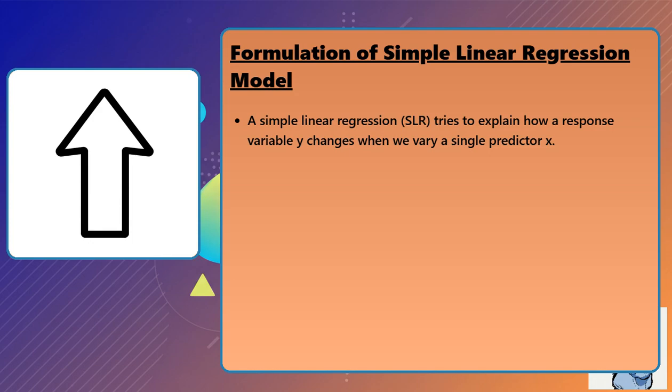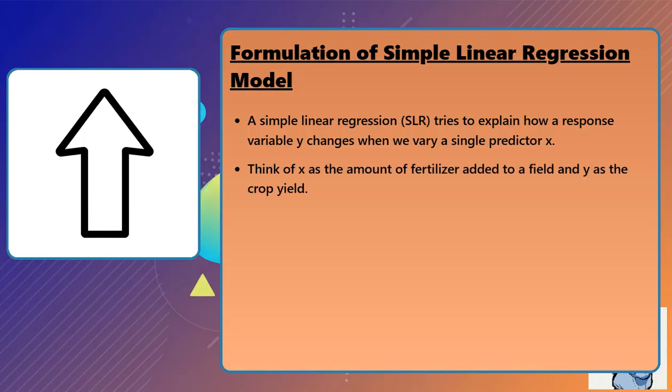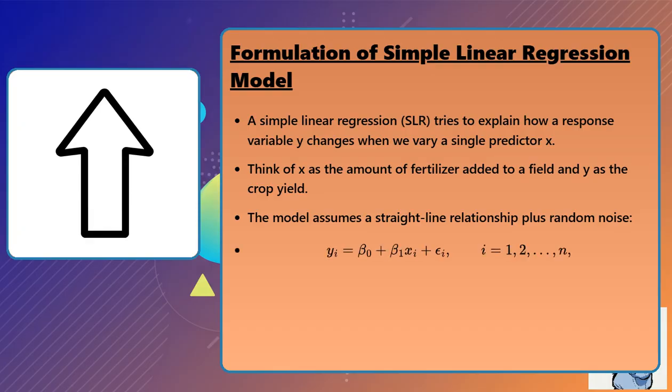A simple linear regression, SLR, tries to explain how a response variable y changes when we vary a single predictor x. Think of x as the amount of fertilizer added to a field and y as the crop yield. The model assumes a straight line relationship plus random noise. Y sub i equals beta 0 plus beta 1 x sub i plus epsilon i, i equals 1, 2 through n.